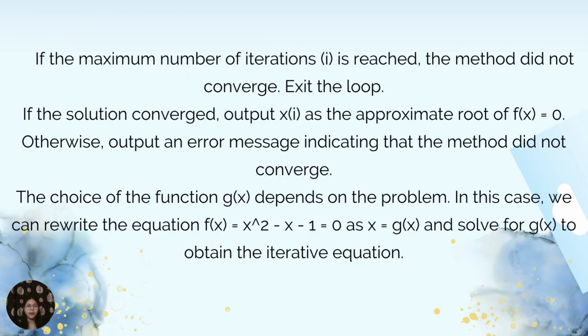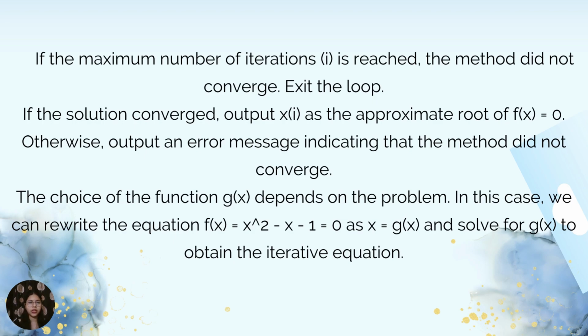The maximum number of iterations is reached. The method did not converge, exit the loop. If the solution converged, output x of i as the approximate root of f of x equal to 0. Otherwise, output an error message indicating that the method did not converge.